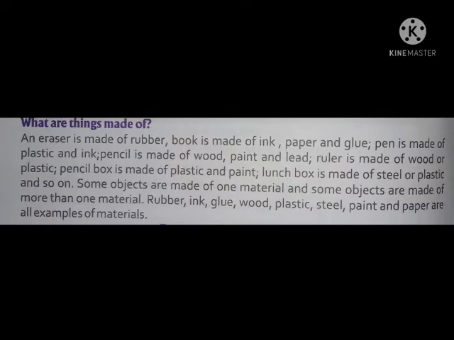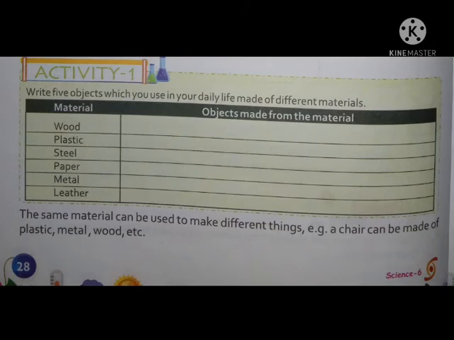Okay, rubber, ink, glue, wood, plastic, steel, paint and paper are all examples of materials. So these are the examples of some materials. Activity 1. Write 5 objects which you use in your daily life made of different materials. In this activity 1, the names of some materials are given. You have to write objects which are made from the material.